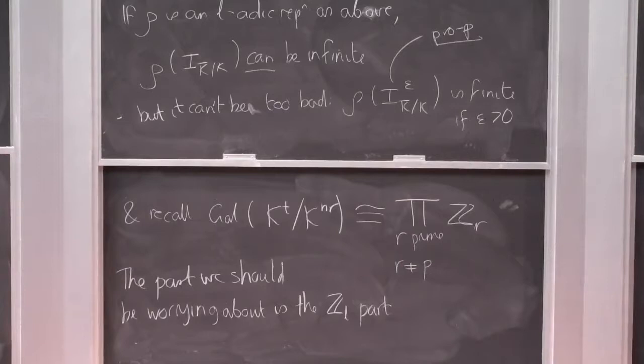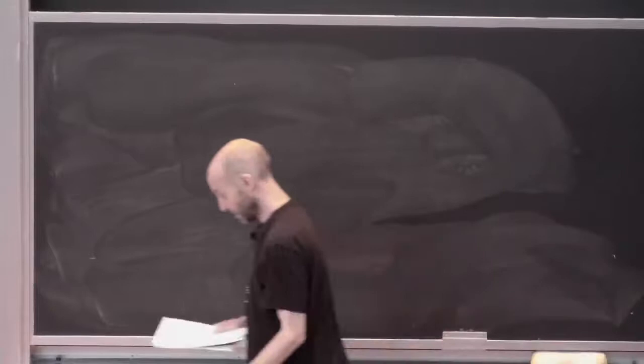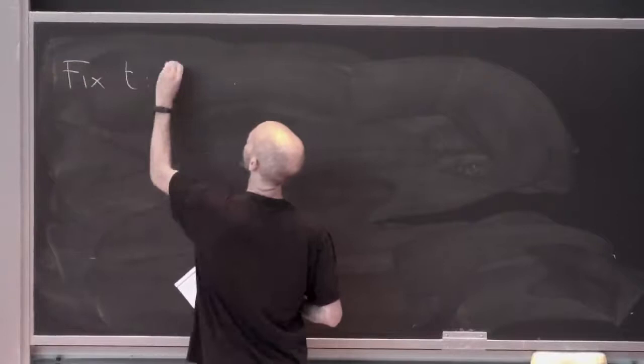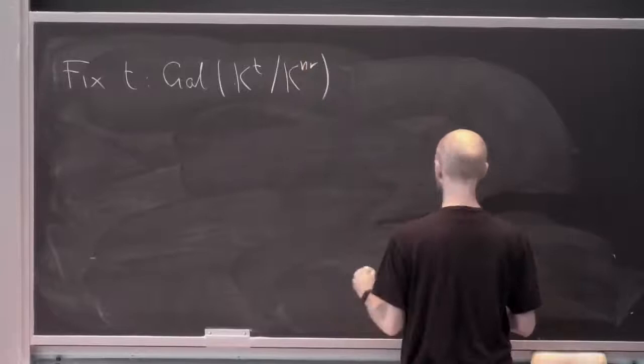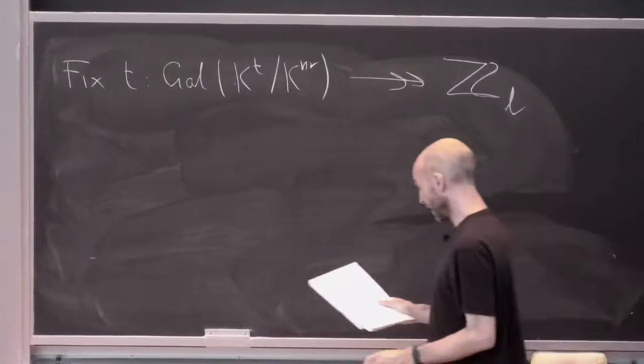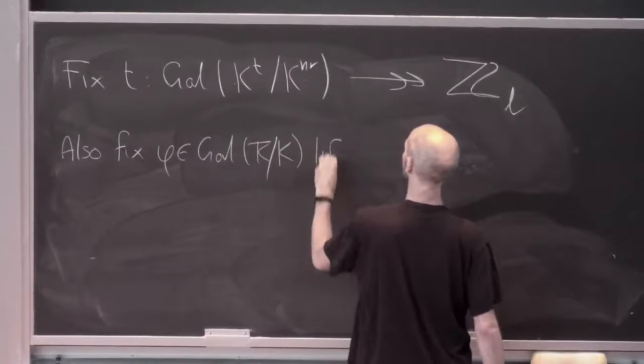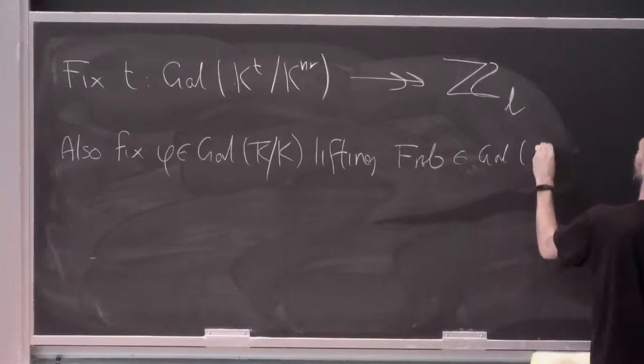And what I'm going to do is make an artificial choice. I'm going to define some map that's traditionally called t, and I will stick to tradition. So let me fix t from Gal(k^tame over k^nr), some random surjection to Z_L, so this is t_L. And let's also fix phi in Gal(k-bar over k), lifting Frobenius in Gal(k^nr over k). So why am I fixing phi and t?